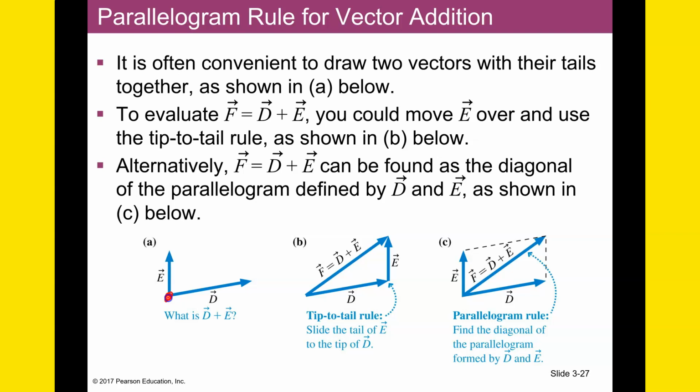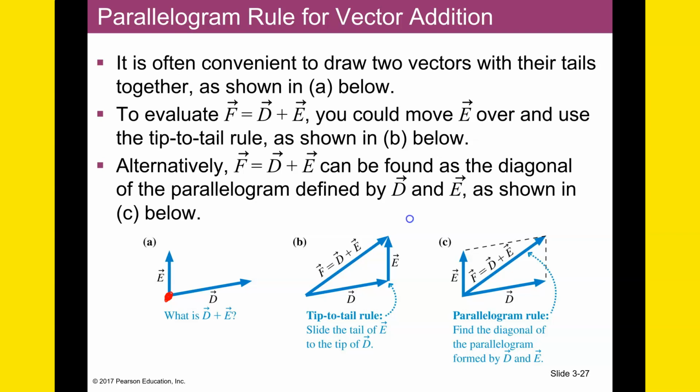To evaluate the result, which we might call F, which is D plus E, you could move E over and use the tip to tail rule, which I called the tail to head rule, or head to tail. So you're putting the tail of E on the head of D. So here's D, and you're adding E by putting it tail to head, and then the result starts where D started and stops where E stops. And that's the result F. That's kind of the typical way we do it. That's what I normally do, is I can imagine it that way and do it that way.